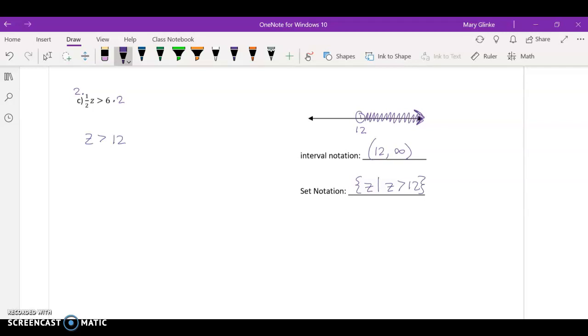So just a quick reminder, interval has the infinities, set has the squiggles, and you can graph and go in between those different notations.